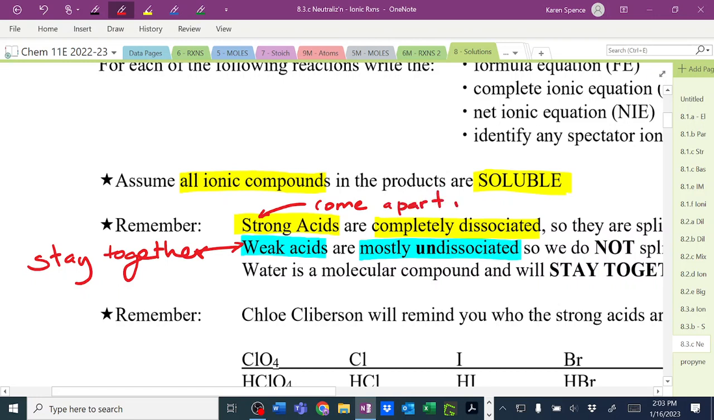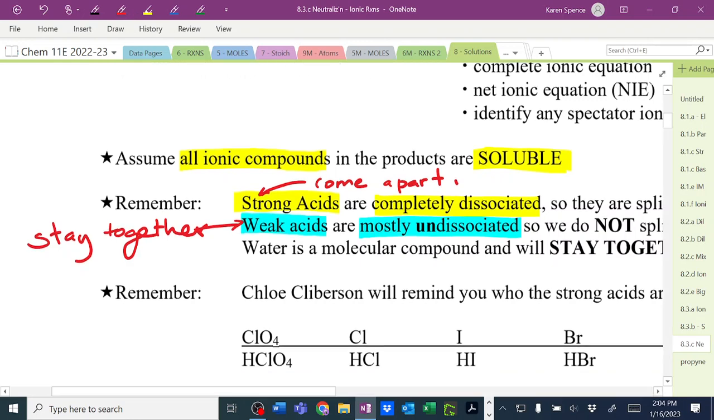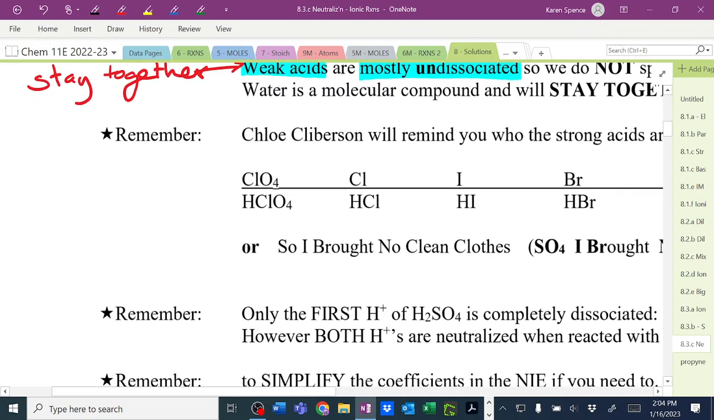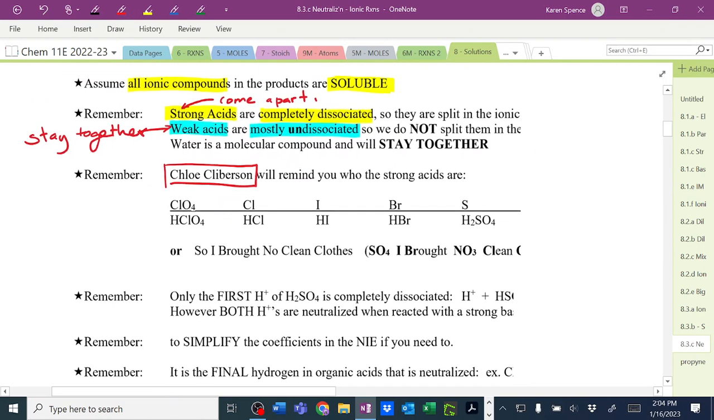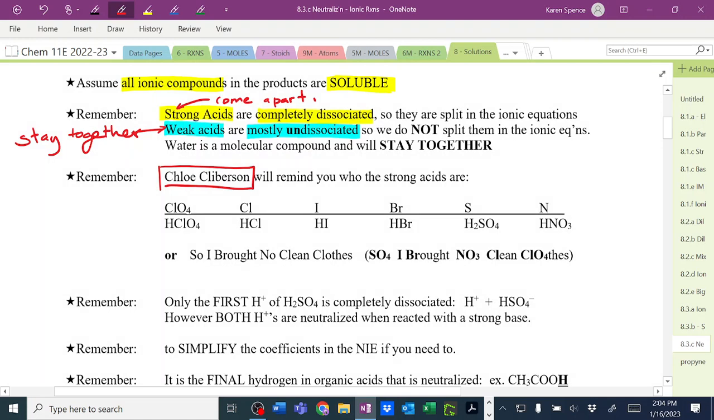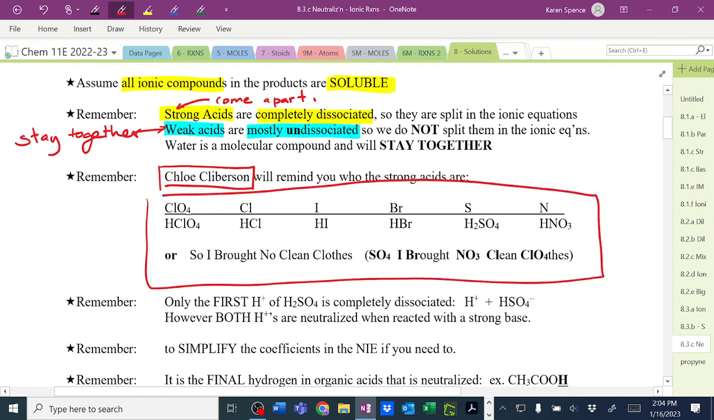How do you remember which ones are the strong acids? So I brought no clean clothes. It is right here. Or you can remember, who's going to help you out remembering that? Chloe Kleiberson will help you. Okay, so here's the Chloe Kleiberson. Or you can say, so I brought no clean clothes. They're right here. Those are your strong acids.